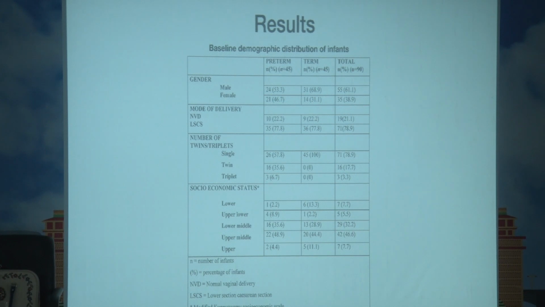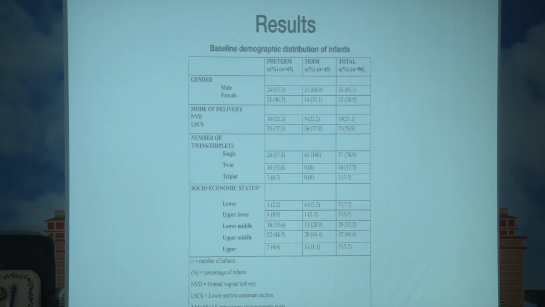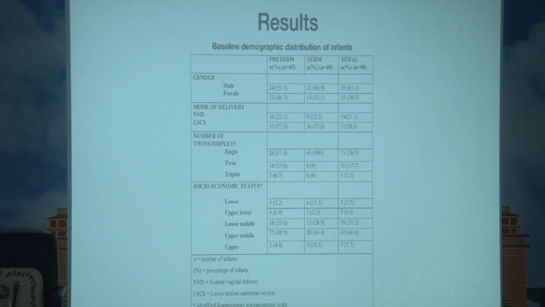Coming to the results, this is the table showing the baseline demographic distribution of infants, comparing between the preterm and term on the basis of gender, mode of delivery, number of twins or triplets, and socioeconomic status. There was no significant difference between these two groups at the baseline.